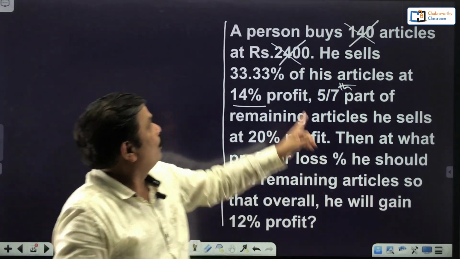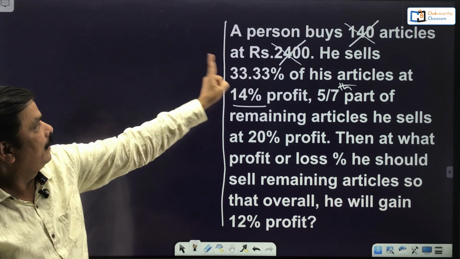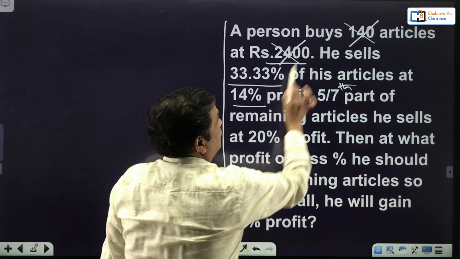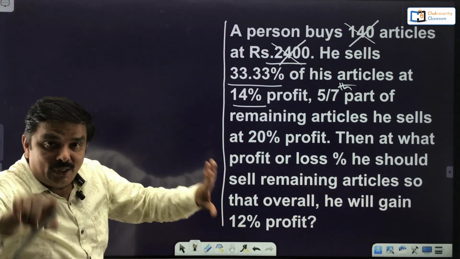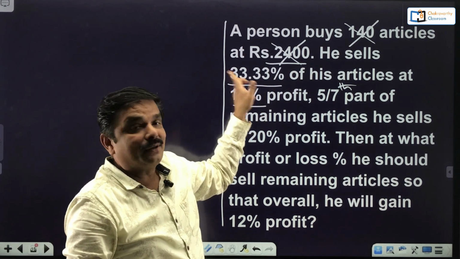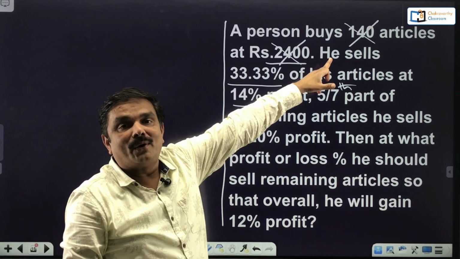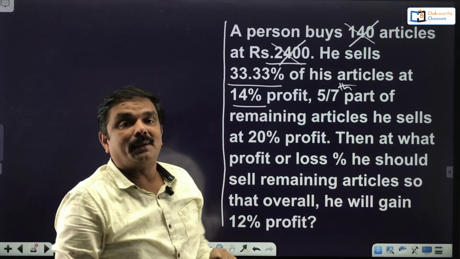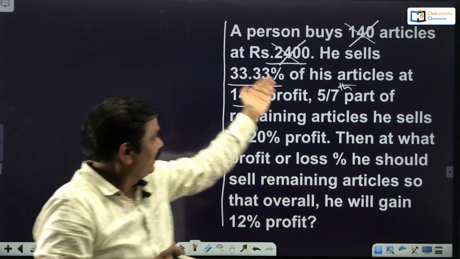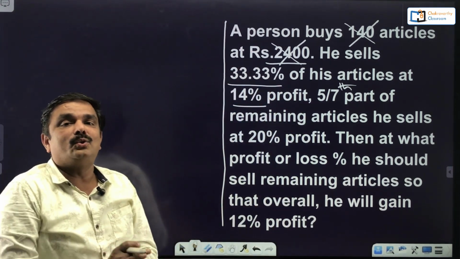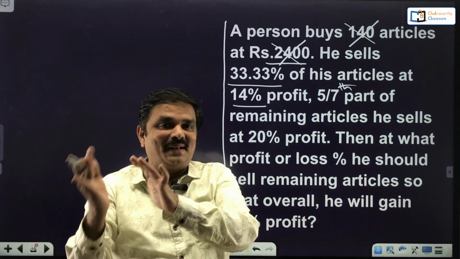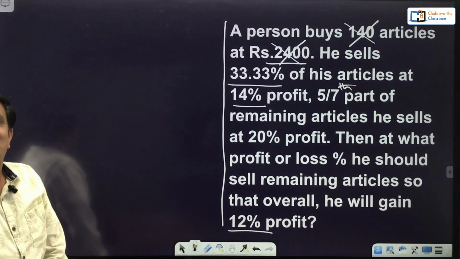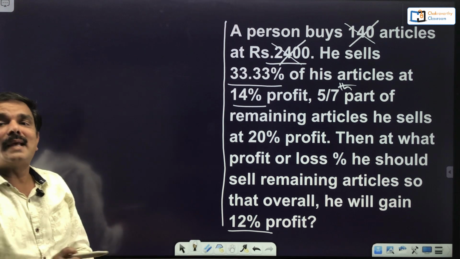Otherwise what happens students, if you want to take that one, person buys 140 articles at this one, that means this is the cost price, then 33.33% of this 140. So you need to go by 33.33%, that means 1 by 3rd of 140. All right, some figure will be there. Then that figure is sold at 14% profit. You calculate the profit. Then after that next one, then after that next one. Finally, you will get one selling price. Cost price, selling price. You go for the profit or loss, whatever it may be. Finally, you have to use this figure. But students, if you go like this, it takes ample of time.